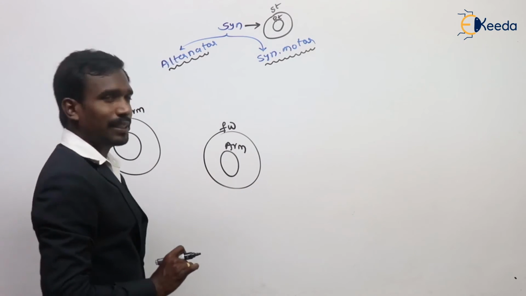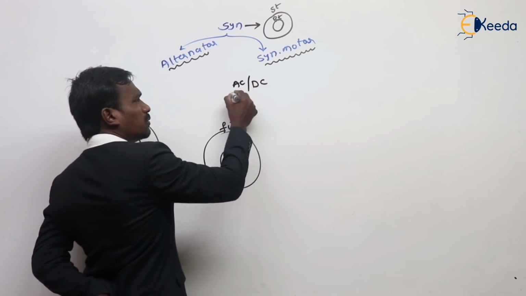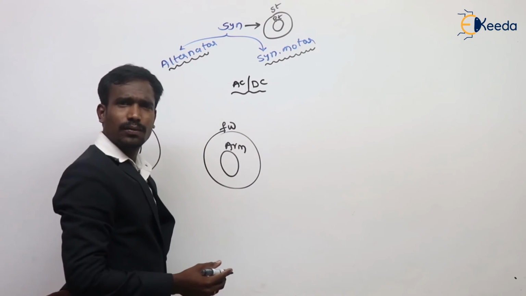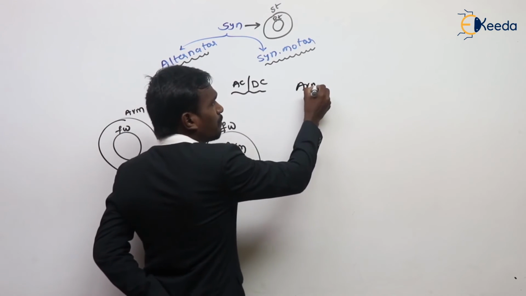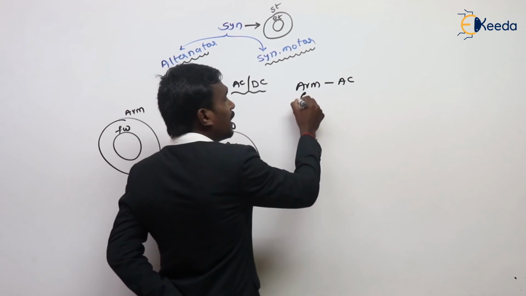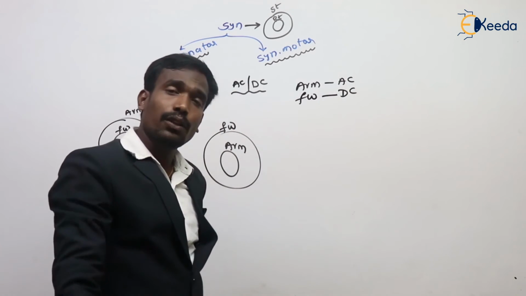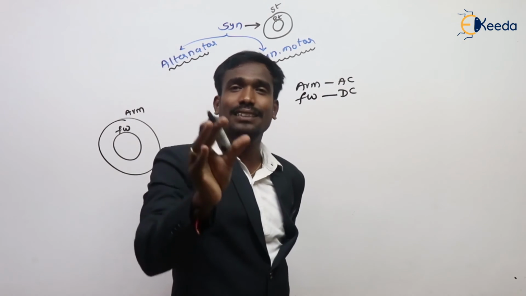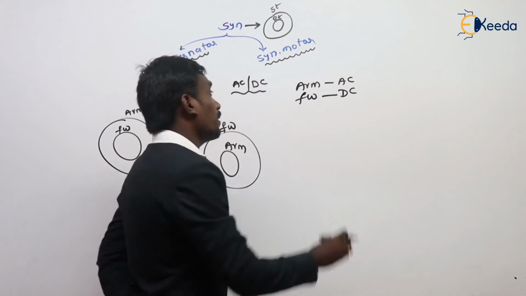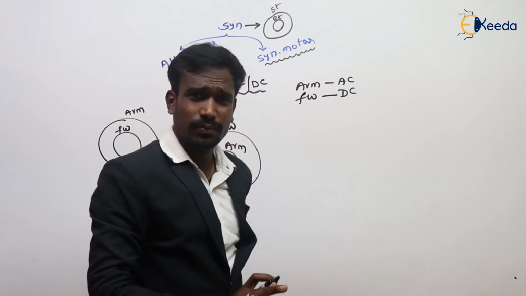Right. Let's see. Whether it is an AC machine or a DC machine, whatever the machine, the armature winding must carry the AC supply and the field winding must carry the DC supply. That is fixed.